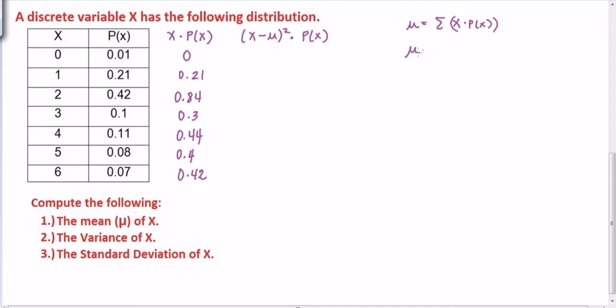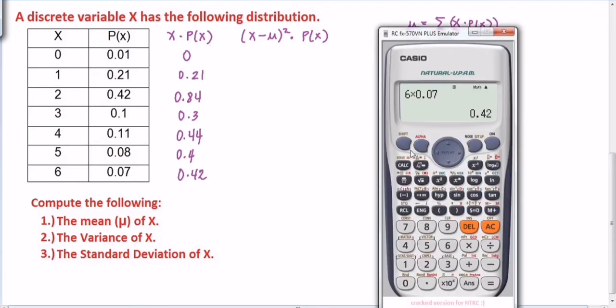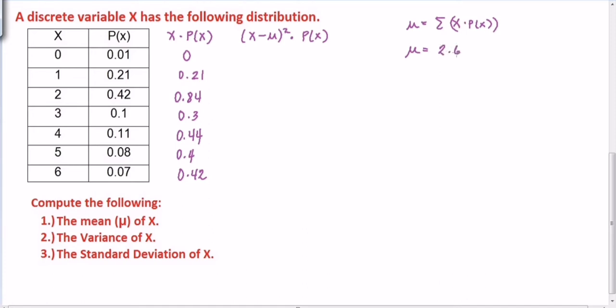So, yung summation yan, guys, pag in-add nyo itong lahat ng to, yung column ng x multiplied by the p of x, that would be the mean. Yun na kagad yung sagot dito sa mean. So, i-add lang natin yan. You will have, so, 0 plus 0.21 plus 0.84 plus 0.3 plus 0.44 plus 0.4 plus 0.42. Ayan. So, pag equals nyo, that would be the mean, and the answer is 2.61. Ayan na, may sagot na tayo sa mean.